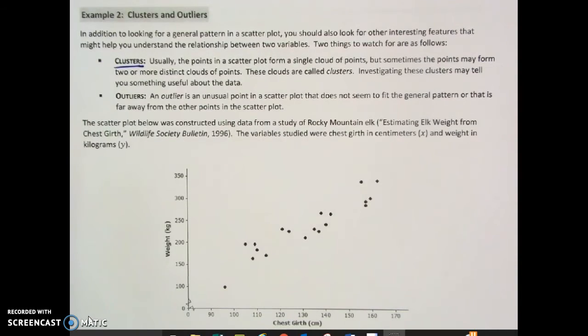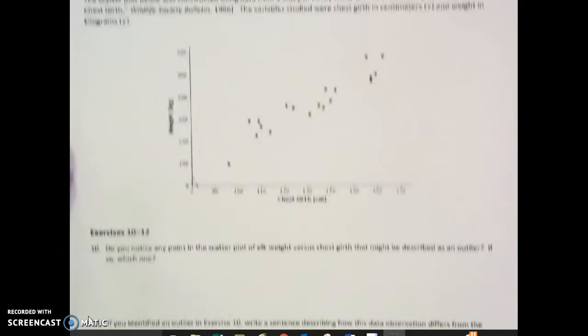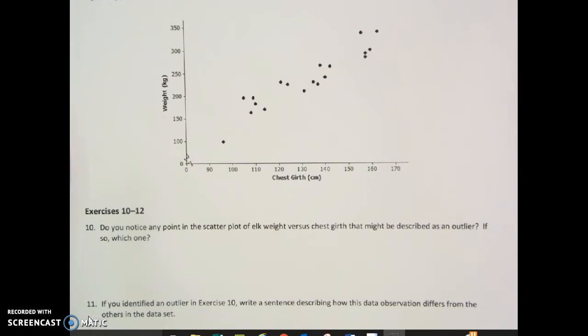The other definition is for an outlier. It's an unusual point in the scatter plot. It usually doesn't fit with the other points. It's far away from the other points. It's something that stands out among the numbers, and it could be standing out in the X or the Y or both. So that's what we're going to be looking for. So here's a scatter plot that we're going to take a look at. We'll answer a couple questions with it.